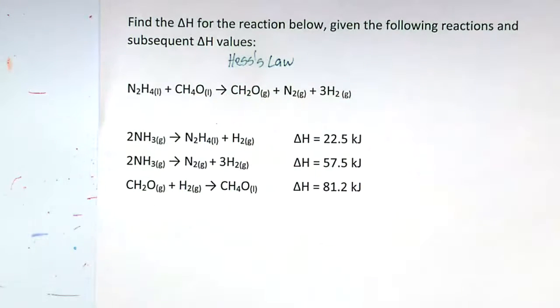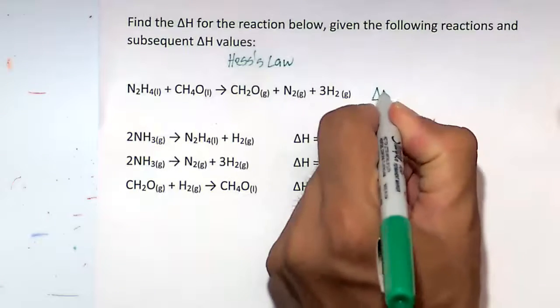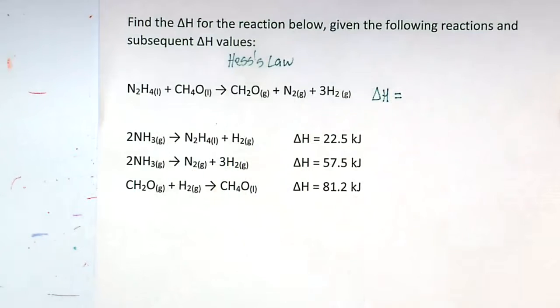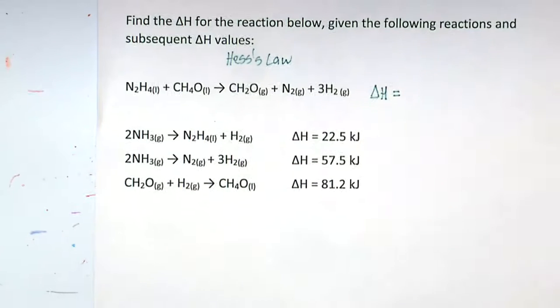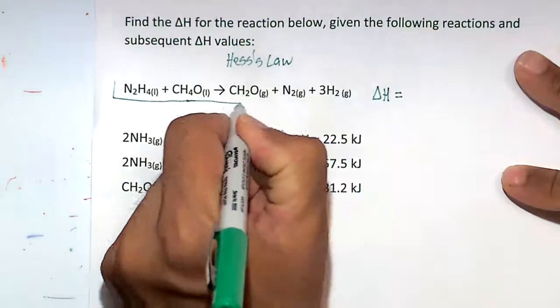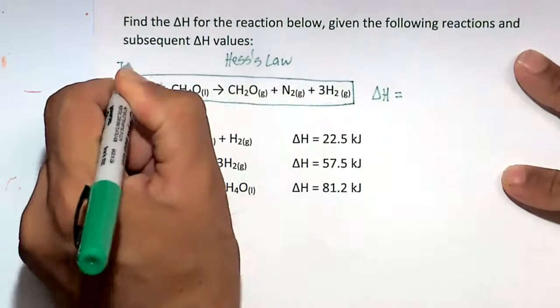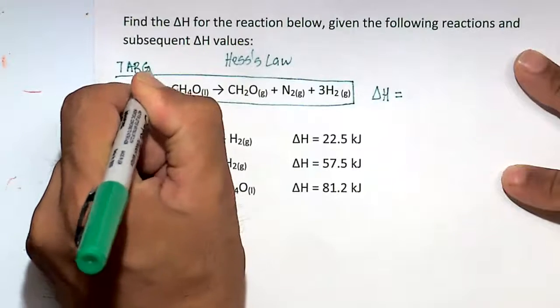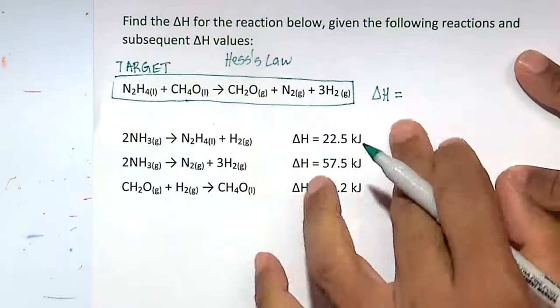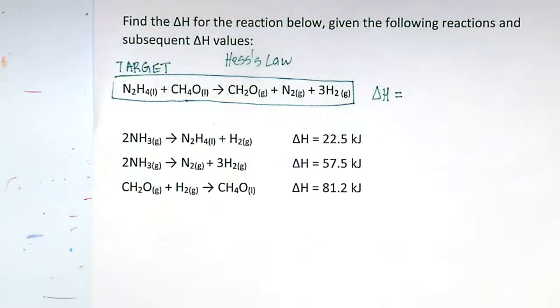So in Hess's Law, basically we're asked to find the delta H of a reaction. We're going to call this the target reaction. So this would be the target. And we need to find the delta H of this target reaction.